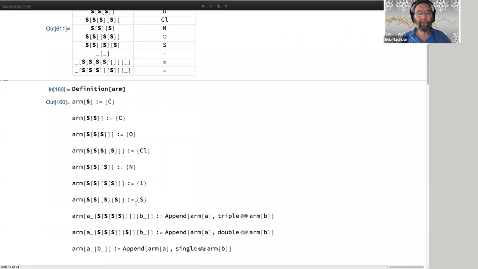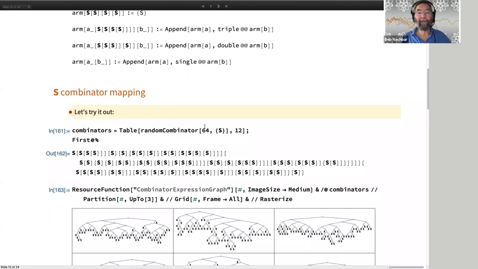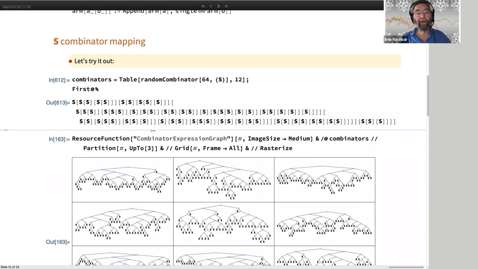And so let's try it out. Let's generate 12 combinators of size 64. There's a random combinator function at the end of the presentation notebook. It's not a perfect one, but it's good enough for purposes here. And these are what the combinators look like.